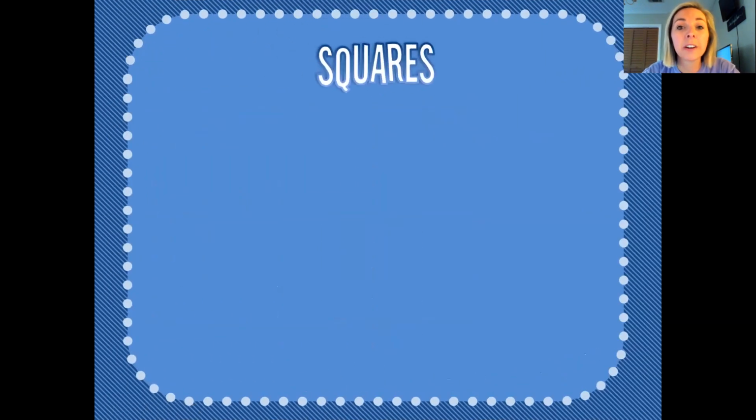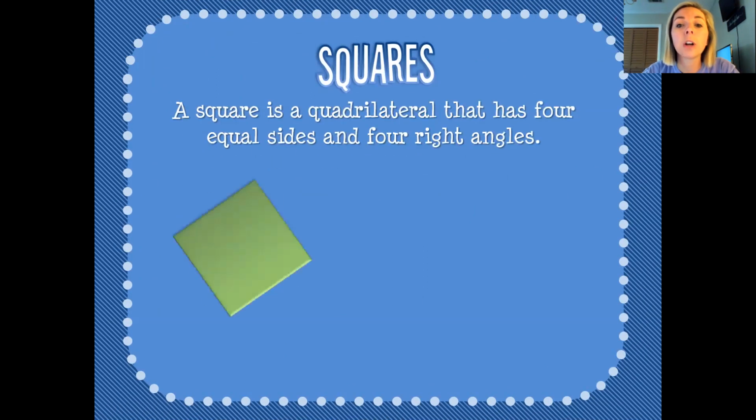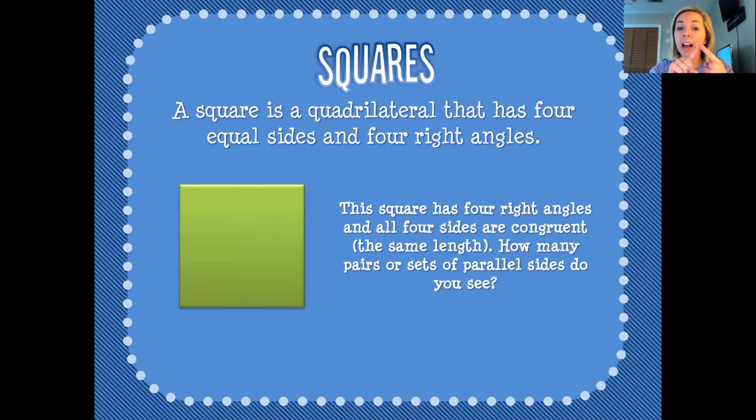All right, so we did squares on Wednesday. So a square is a quadrilateral that has 4 equal sides and 4 right angles. So here's that word congruent right here. Let's see how it's used. It says this square has 4 right angles and all 4 sides are congruent. In parentheses, it says the same length, so they're all equal.